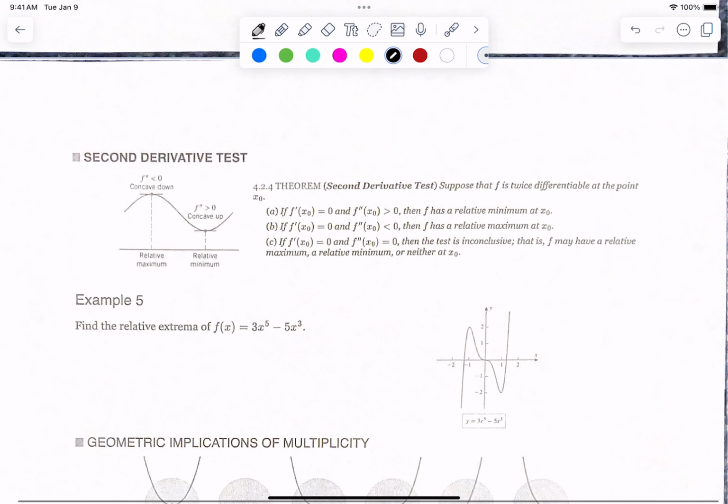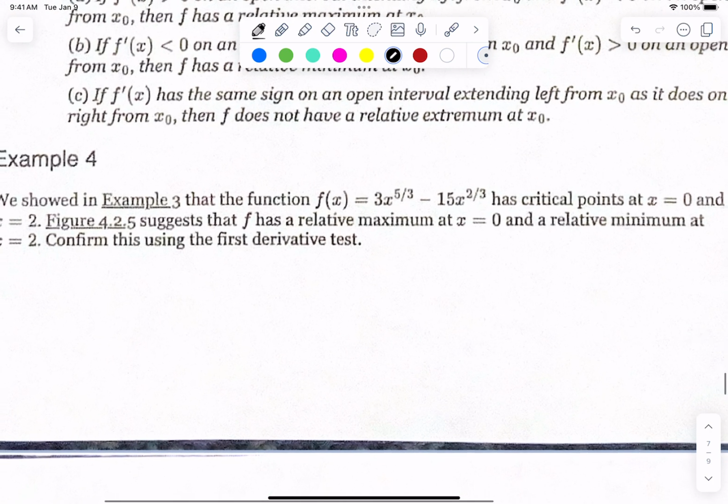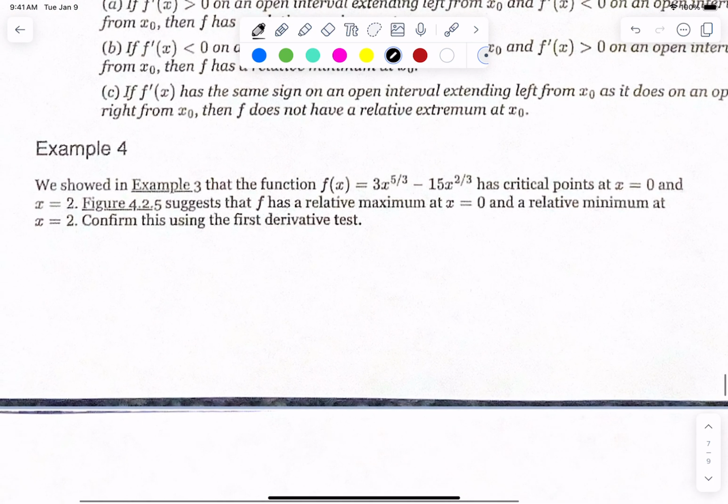Are we doing example 4? Oh, there was an example 4. Example 4 was the same as example 3. In example 3, there's a function. Critical points: it had a critical point at x equals 0 and a critical point at x equals 2. It suggests that it has a maximum at 0 and a minimum at 2. Confirm this using the first derivative test.